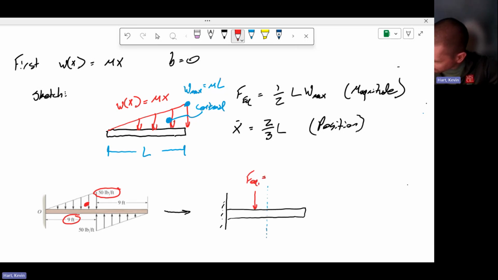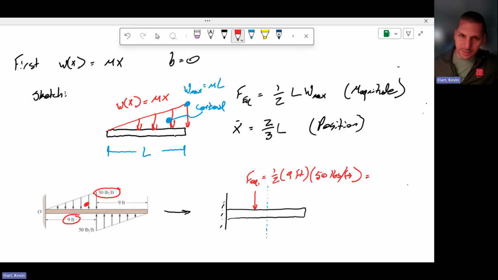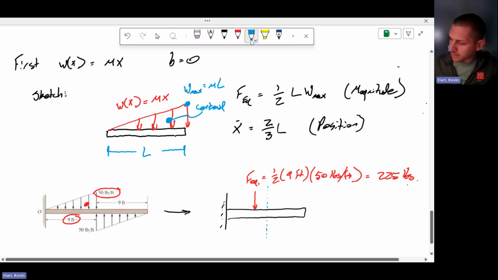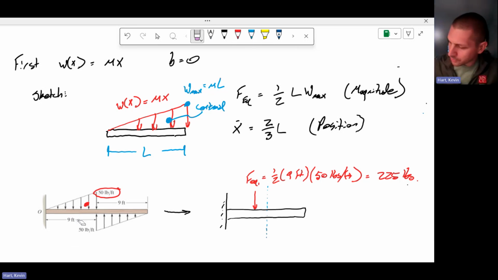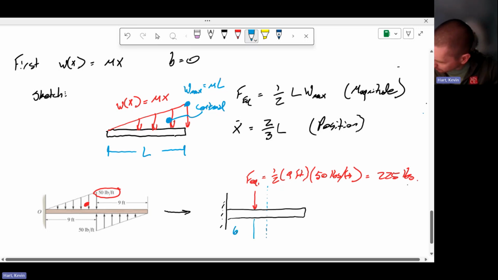for the first portion. It's going to be 1/2 base times height. So 1/2, our base is 9 feet, times height, which is reaching a maximum here. The maximum is actually given here of 50 pounds per foot. And so that's going to give me 225 pounds. So that's that. And let's be clear about our location. Our location is going to be 2/3 of the way from the left-hand side. So this is actually going to be at a location of 6 feet.